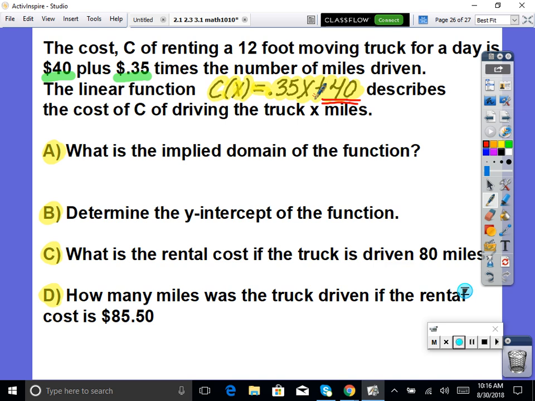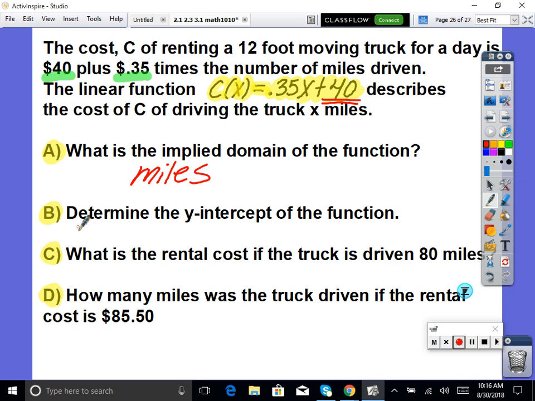Domain is what you plug in. Input. Miles, right? Miles is the input. Yes, it's the independent. Miles is the domain. So what would my output be? It doesn't ask that, but what would be the output or the range? Yeah, the cost. Yes. Okay, B, determine the y-intercept of the function.